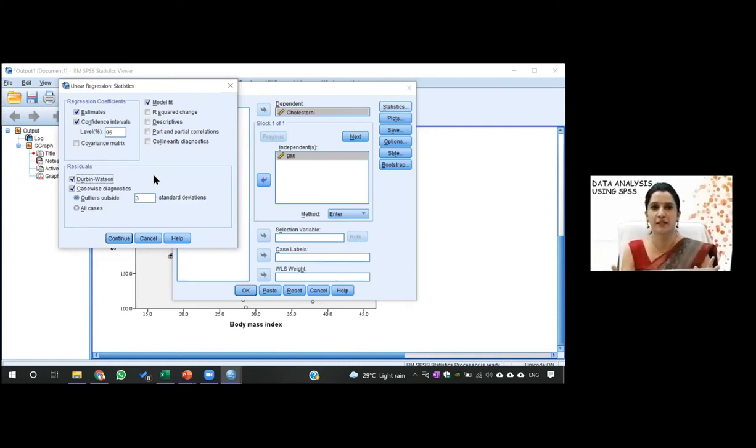So should I repeat it? Yes, I think I should, because I don't know from where I was not audible. So I was explaining the autocorrelation.